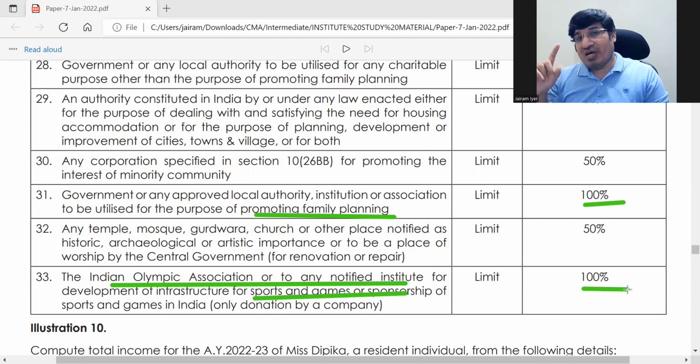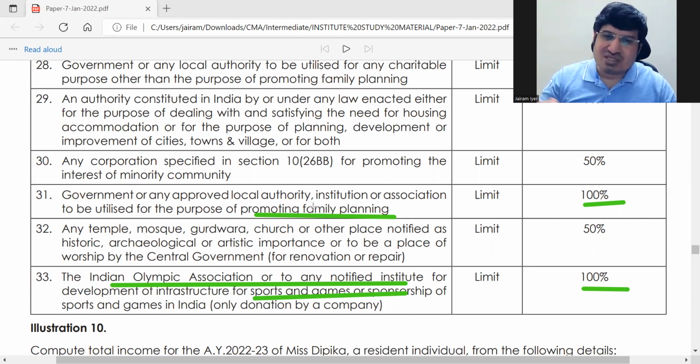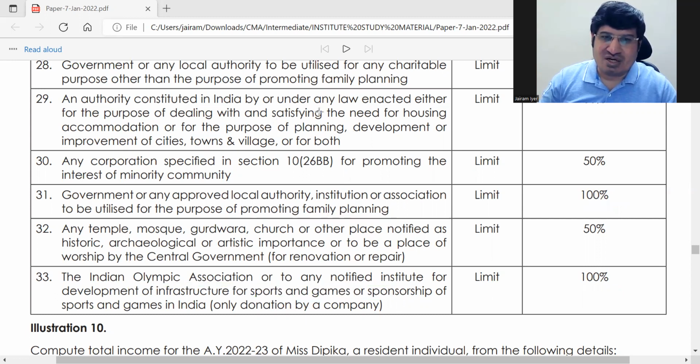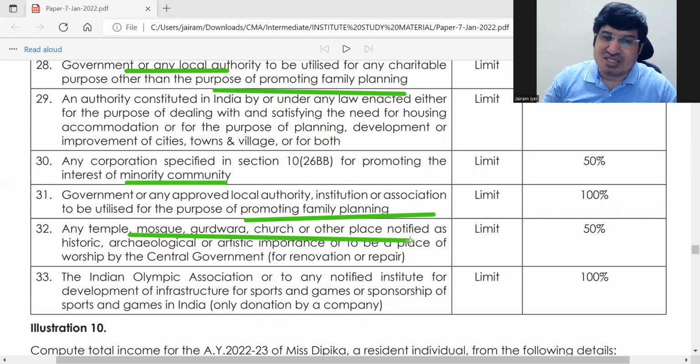The first thing is you should be able to demarcate category A and category B. So category B means very, very simple. I've already told you many things which you can easily do. This is government or local authority other than family planning, and second is family planning. If family planning's name comes, that means it is a limit one. Similarly, if a religious thing is coming, minority community or temple, mosque, gurudwara, church, again it is category B. So 4 I have told you. Last is sports: anything for infrastructure, sports, games, that is category B. So that makes 5. Category B 5 you can directly remember.